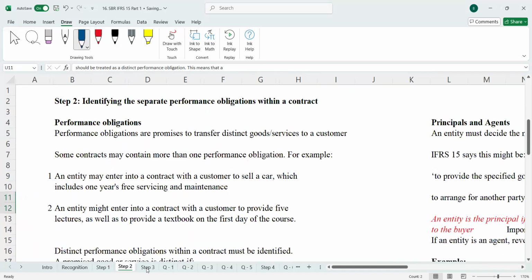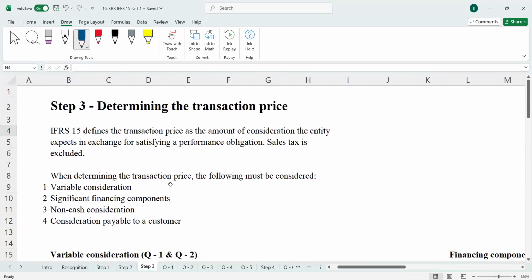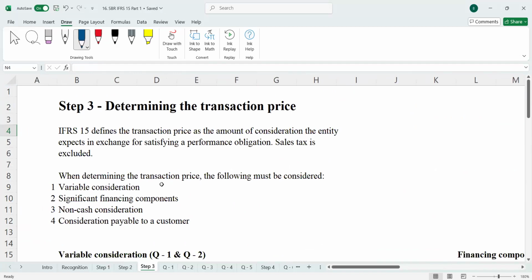Now, talking about step 3, determining the transaction price. How do we arrive at the transaction price to be recognized for revenue? First one is variable consideration. Second is significant financing components. Third is non-cash consideration. Fourth is consideration payable to a customer. Now, what do I mean by variable consideration?